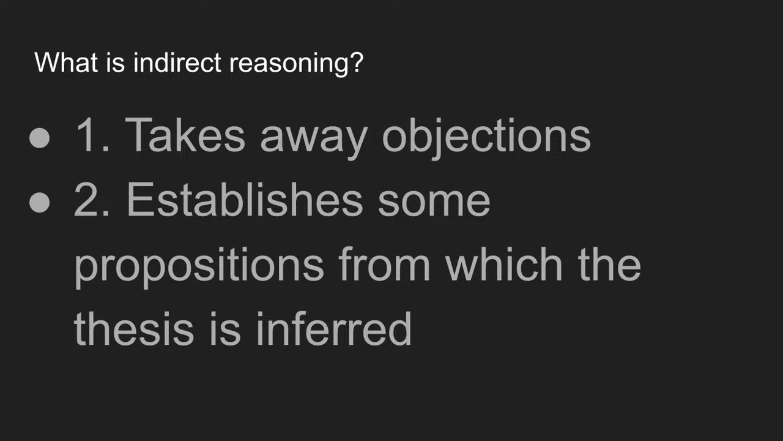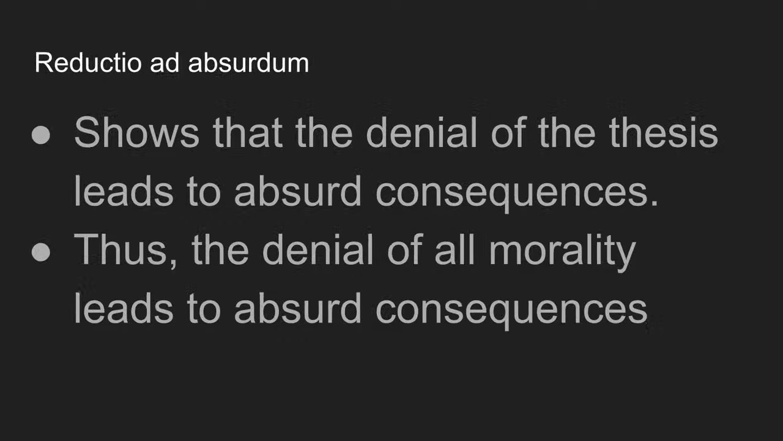And usually, most indirect reasoning is really just retorting your opponent's position. That's going to be the way that you go about it. First is going to be the reductio ad absurdum. This is what most people have heard of. Most people understand the reductio ad absurdum. You show that the denial of your thesis or the affirmation of your enemy's thesis leads to absurd consequences.